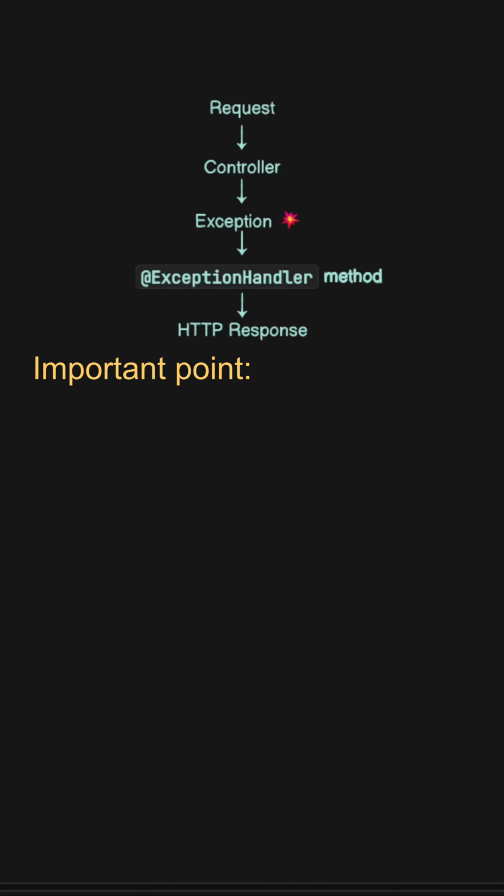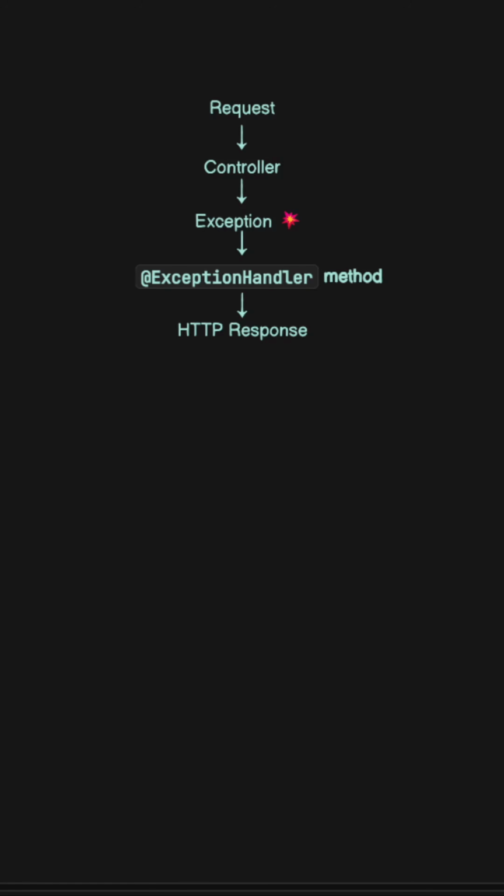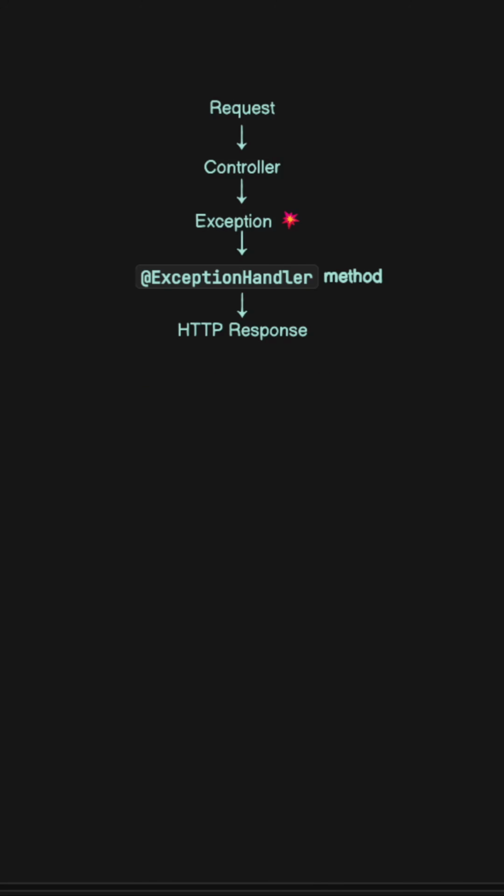Now comes the next question interviewers love. What if you have 50 controllers? Do you create the same exception handling method in all 50 controllers? Of course not. That's where global exception handling comes in, using ControllerAdvice or RestControllerAdvice. And that's where Spring Boot exception handling becomes really powerful.